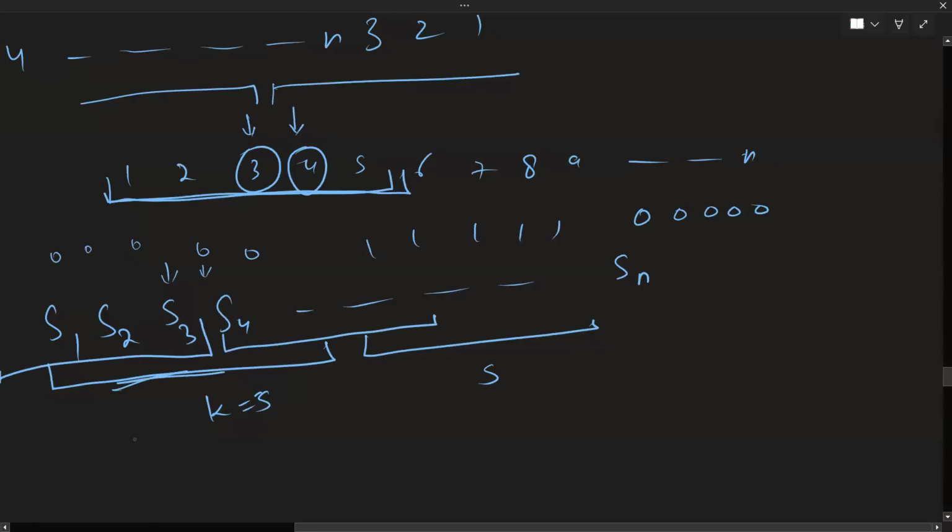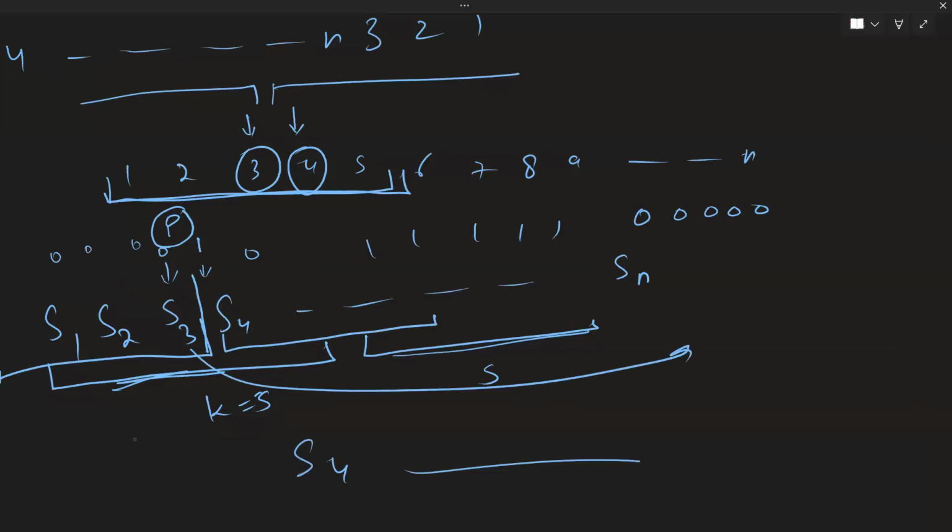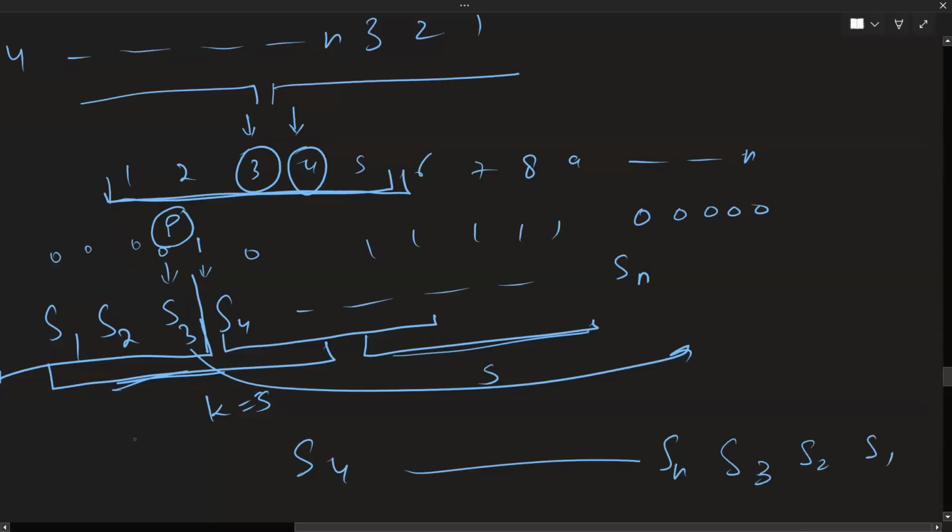I'm calling this my bucket, either zeros bucket or ones bucket, alternating. So I want these in different parts because this is 0 and this is 1. These cannot be in the same bucket, right? Yes, no. So this has to be P. This has to be different. What is the pth operation? I'll just shift this to the last, so S4 to Sn and then S3, S2, S1.